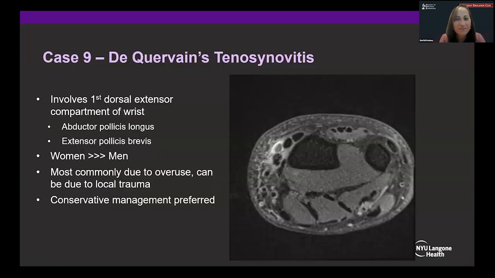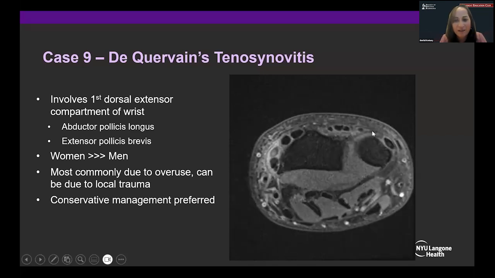So yes, this is de Quervain's tenosynovitis involving the first extensor compartment, which contains the abductor pollicis longus and the extensor pollicis brevis. This more commonly affects women than men, and it's typically due to overuse, but it can be due to local trauma. Typically, conservative management is preferred.